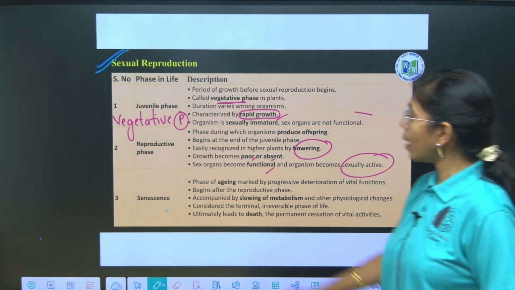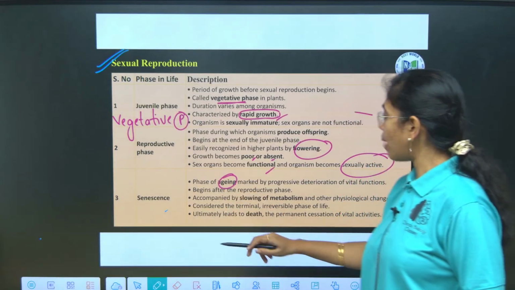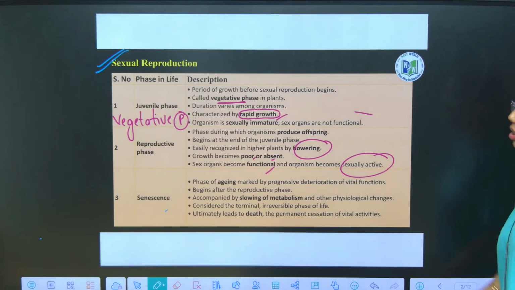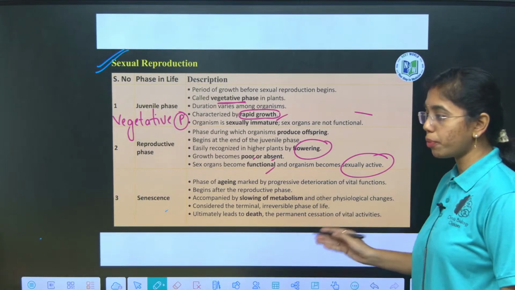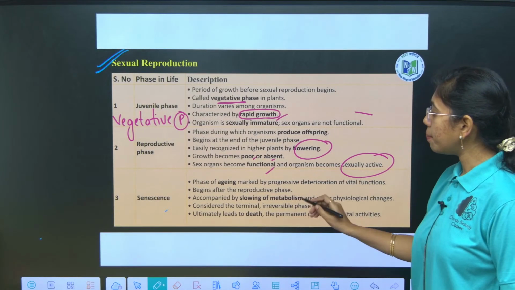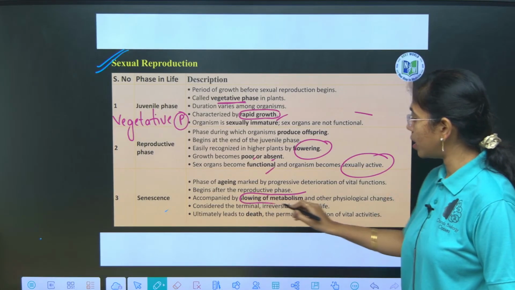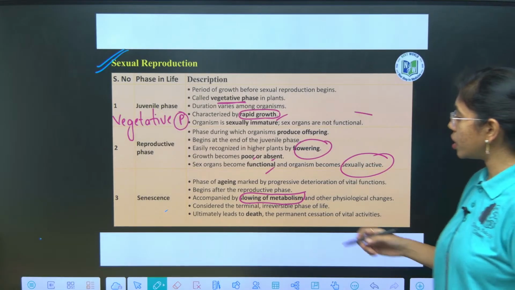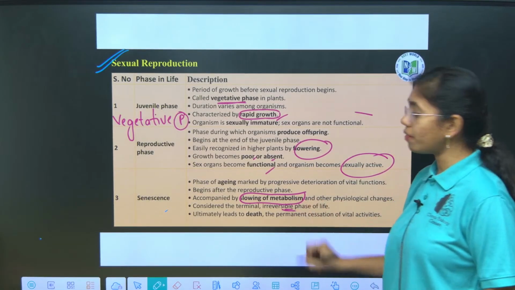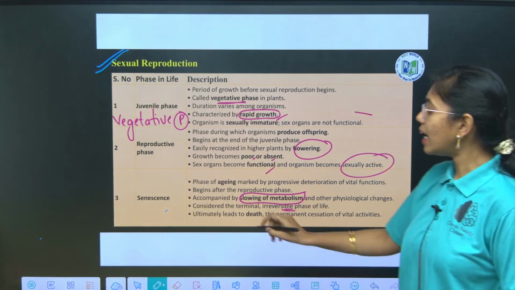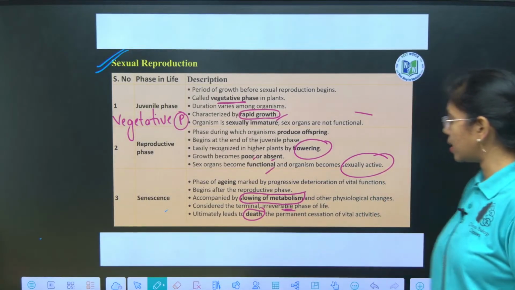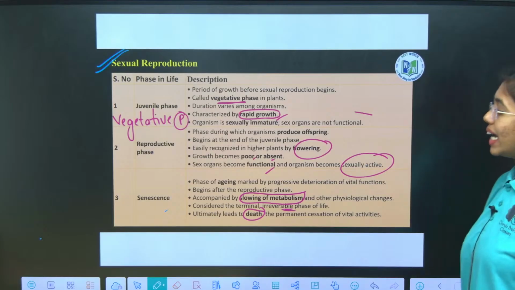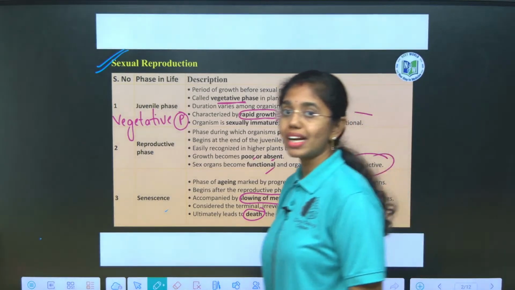Senescence is the phase of aging marked by progressive deterioration of vital functions. This begins after the reproductive phase. It is accompanied by slowing of metabolism and other physiological changes. This is considered the terminal or irreversible phase of life. Ultimately, this leads to death, the permanent cessation of vital activities. That is the reason the senescence phase is also called the death phase.